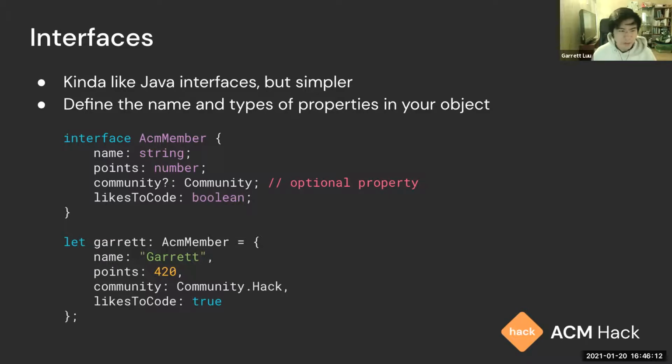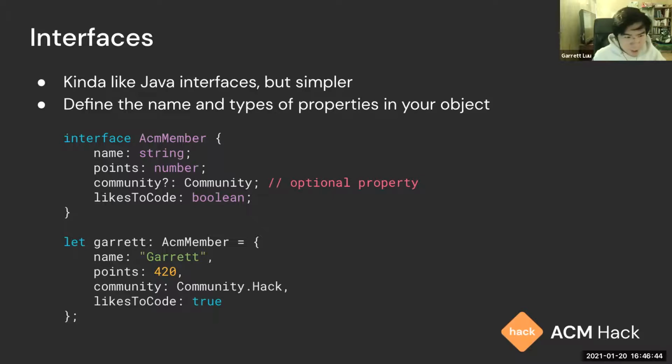So these are kind of like Java interfaces if you're used to object-oriented programming, but they're just a little simpler. You essentially get to define the name and types of properties in your object. So this is an example here where we have an interface ACM member. This is like defining a new type. I guess you can think of this like a struct in C if you're used to that, but this is just defining the structure of your object.